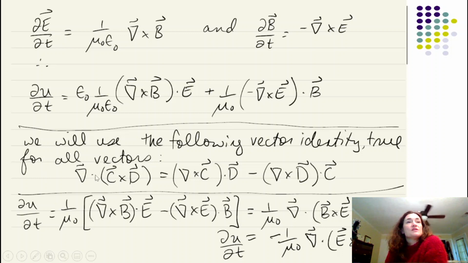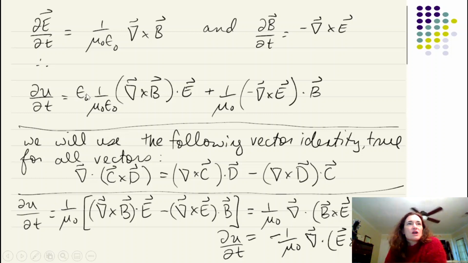If I use this vector identity right here, the divergence of C cross D, so del dot C cross D, it's equal to the curl of C dotted with D minus the curl of D dotted with C, okay? So I just left these things C and D in terms of it's true for all vectors C and D, okay? So it's just generic. But you can see that if you let C go to B and D go to E, then you can see that we have a match here.